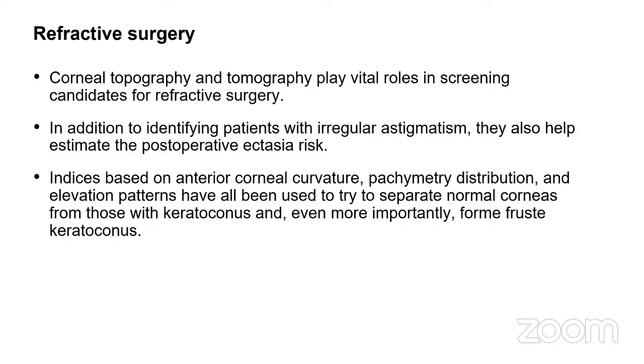Next, coming to refractive surgery, the corneal topography and tomography play vital roles in screening candidates for refractive surgeries. In addition to identifying patients with irregular astigmatism, they also help estimate the post-operative ectasia risk. Indices based on anterior corneal curvature maps, pachymetric maps, and elevation patterns have all been used to try to separate normal corneas from those with keratoconus, and even more importantly, from forme fruste keratoconus.